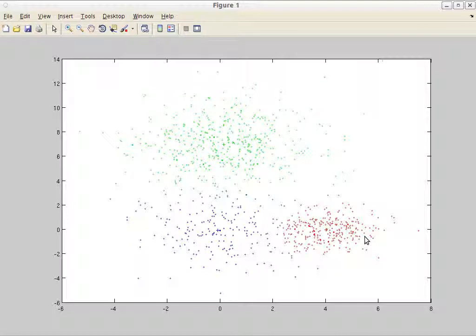So that's really all I want to talk about: this example of using the EM algorithm for solving a parameter estimation problem of a Gaussian mixture model.